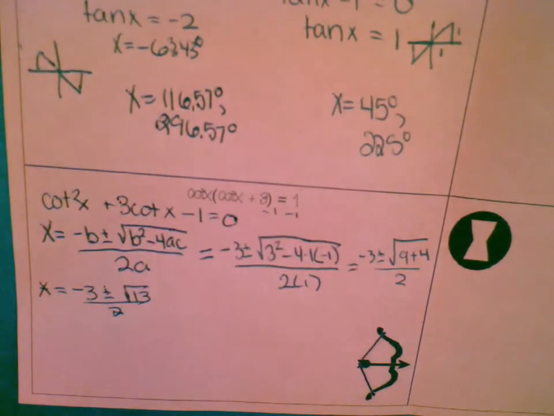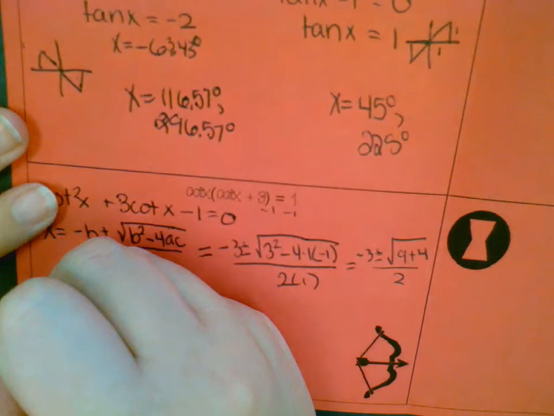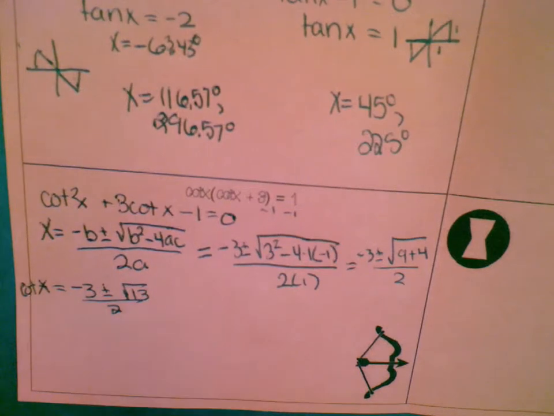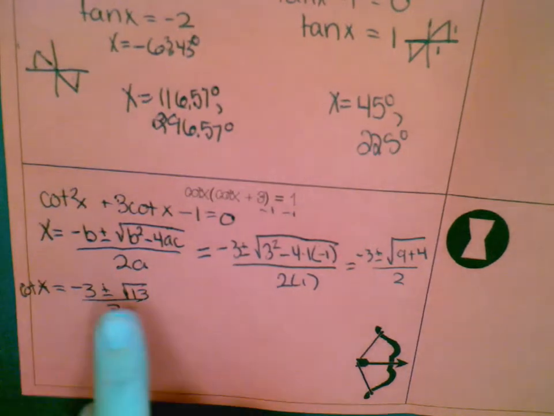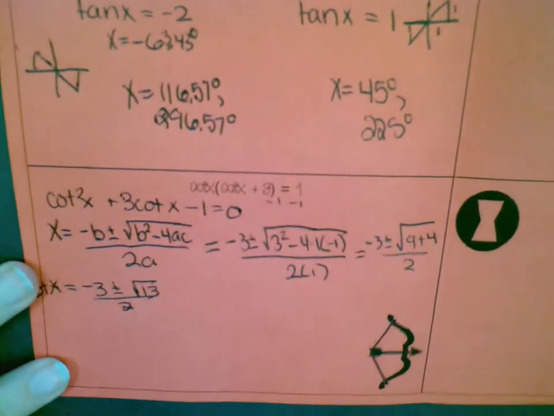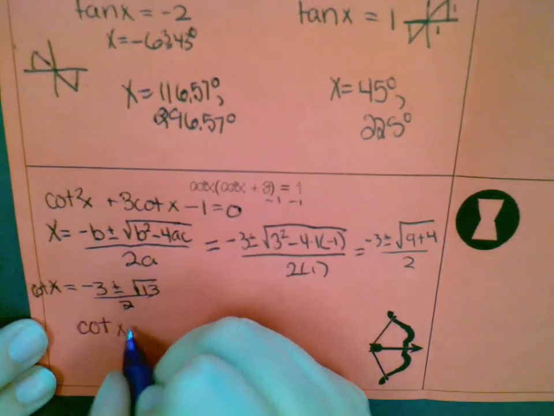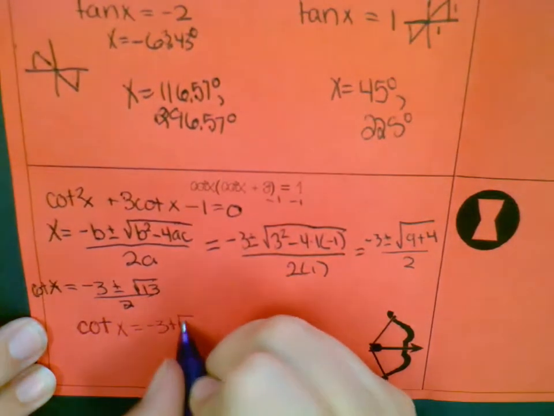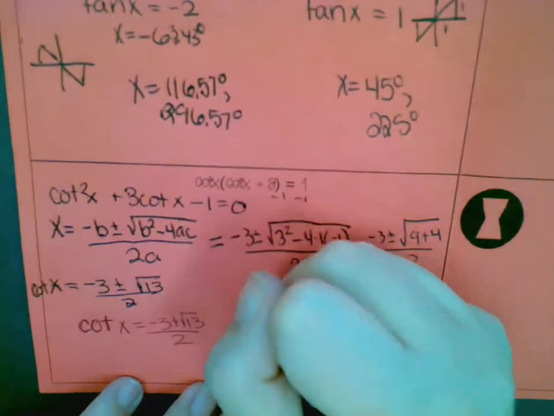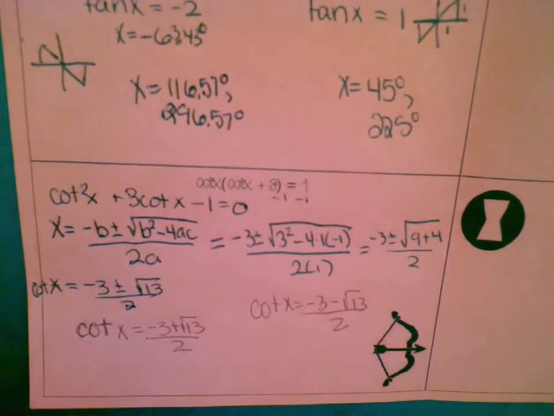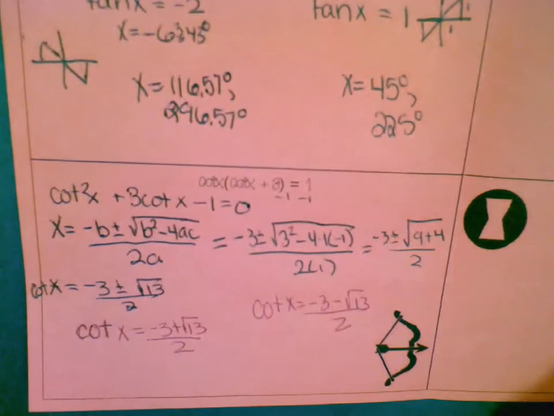But if you think back to the original problem, we didn't have just x, we had the cotangent of x. So really what this says is cotangent of x equals all of that stuff. So this obviously isn't a special right triangle, so that means we're going to have to use our calculator to find our answers. Since it has the plus and minus, I'm going to split it up into two different pieces. So we have that the cotangent of x equals negative 3 plus the square root of 13 over 2. And the cotangent of x equals negative 3 minus the square root of 13 over 2. So I just split up the plus and the minus.